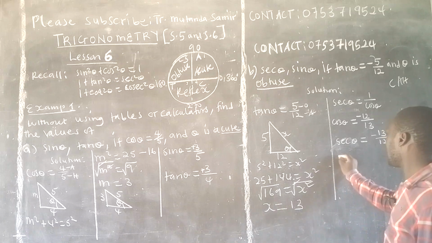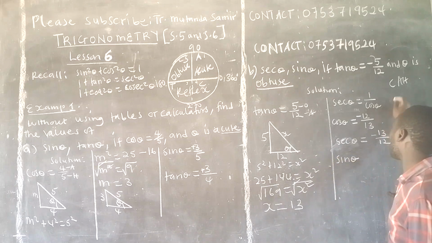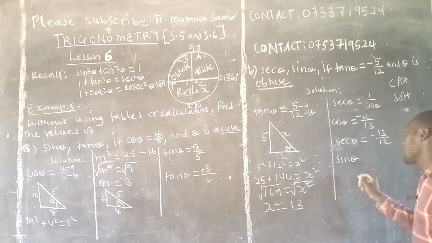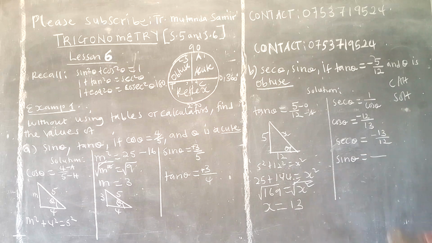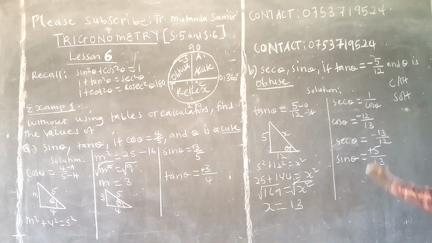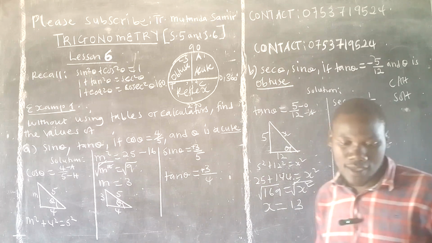The next, let's now get sine theta. From SOHCAHTOA, you realize that sine theta is equal to opposite over hypotenuse. So opposite is 5 and hypotenuse is 13. Now we check, in the second quadrant, is sine positive or negative? Sine is positive in the second quadrant. And that is it.